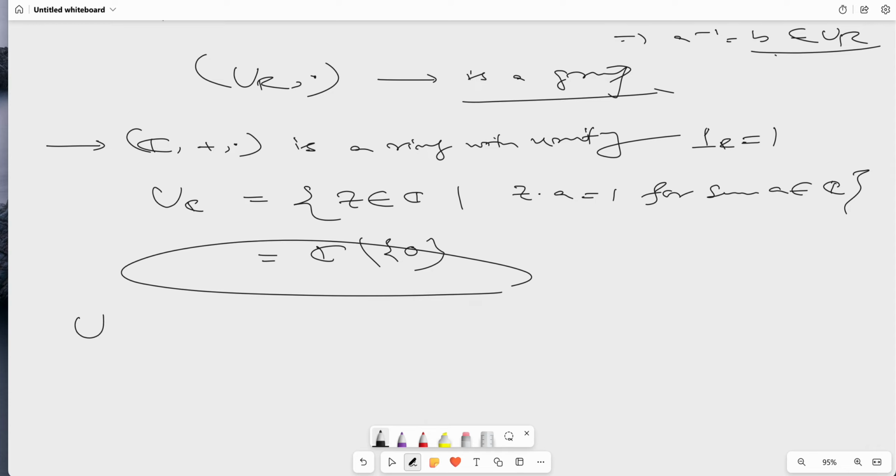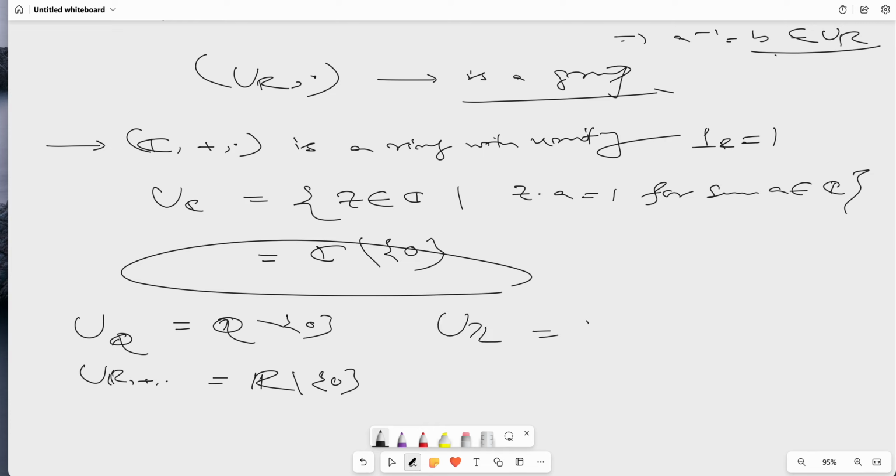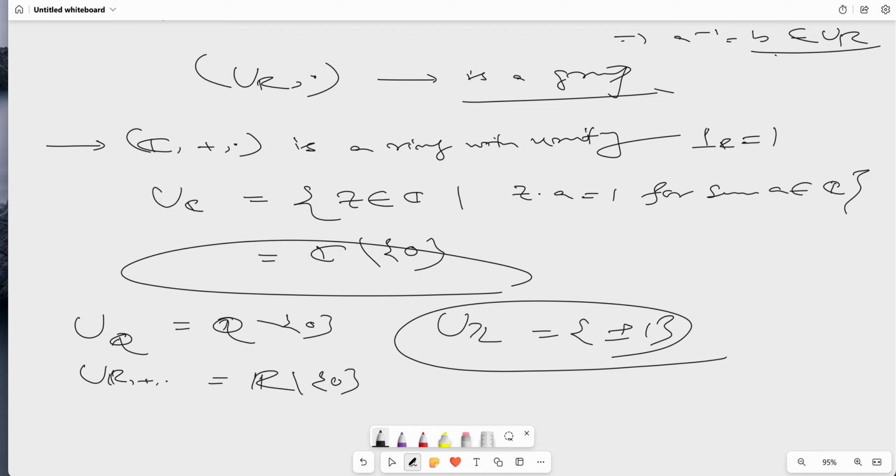So similarly for Q, plus dot is Q minus 0, and R plus dot, this is also R minus 0. Every non-zero element is a unit. Similarly for U of Z, it is actually plus minus 1, right? So these are some rings where every non-zero element is a unit.